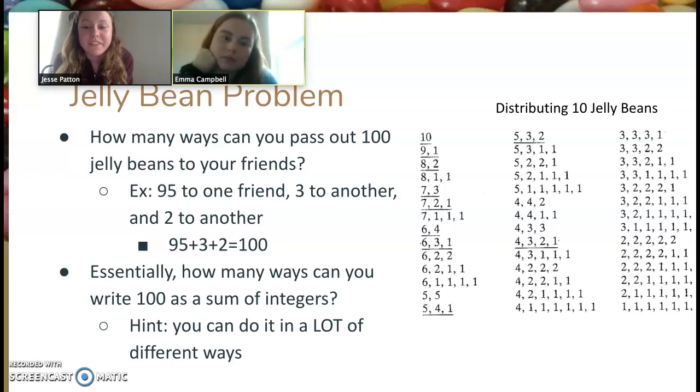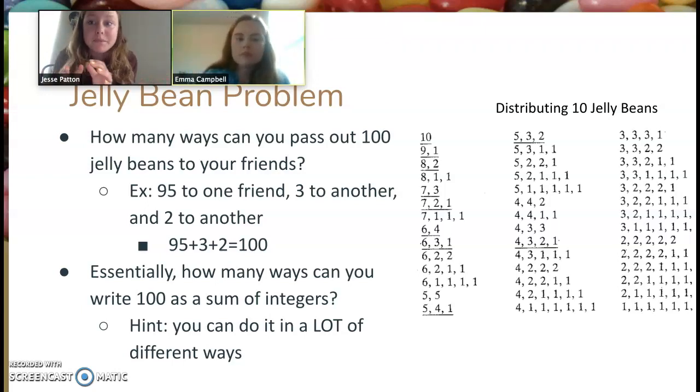So, for example, if they had 3 friends, you could give 95 to one friend, 3 to another friend, and 2 to the other friend, which would be 95 plus 3 plus 2, which is 100. So that would be one way to pass out all 100 jelly beans. The problem starts out by doing it with only 10 jelly beans to give us a visual of what each of these different ways looks like, and how there are so many different ways to even just distribute 10 jelly beans.